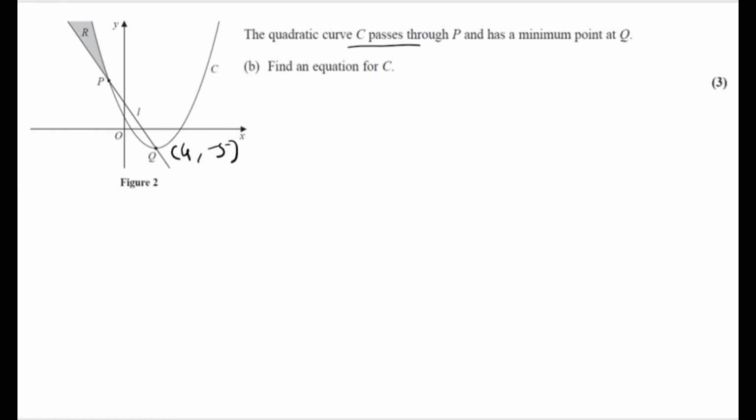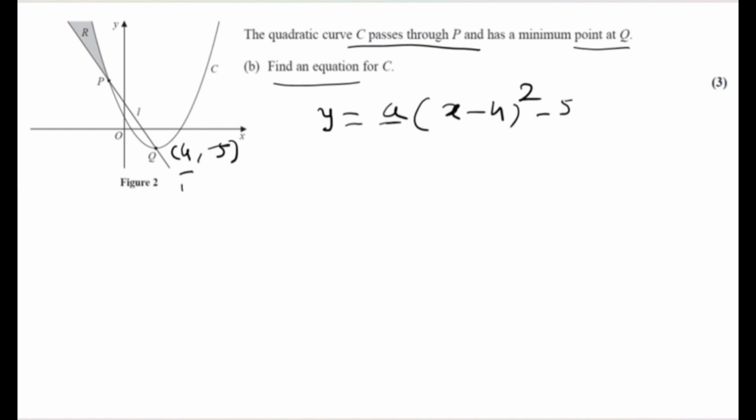The quadratic curve C passes through point P and has the minimum point at Q. Find the equation of C. So we are finding the equation for a curve. I know Q is a minimum point, and I know the coordinates of Q, which are (4, −5). So I can use the completed square method. So I can write y = a(x − 4)² − 5, where we don't know the value of a here. This is our −p and this is our q.